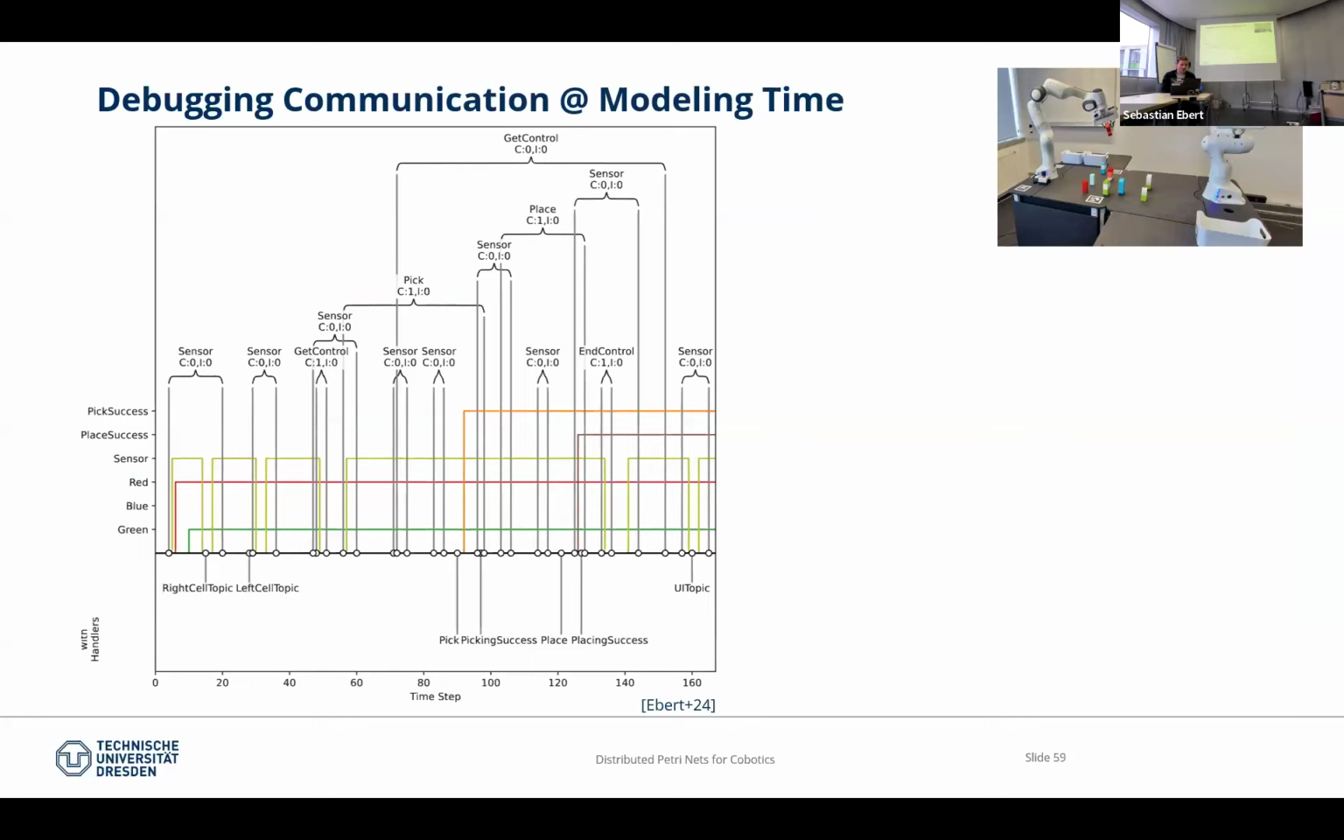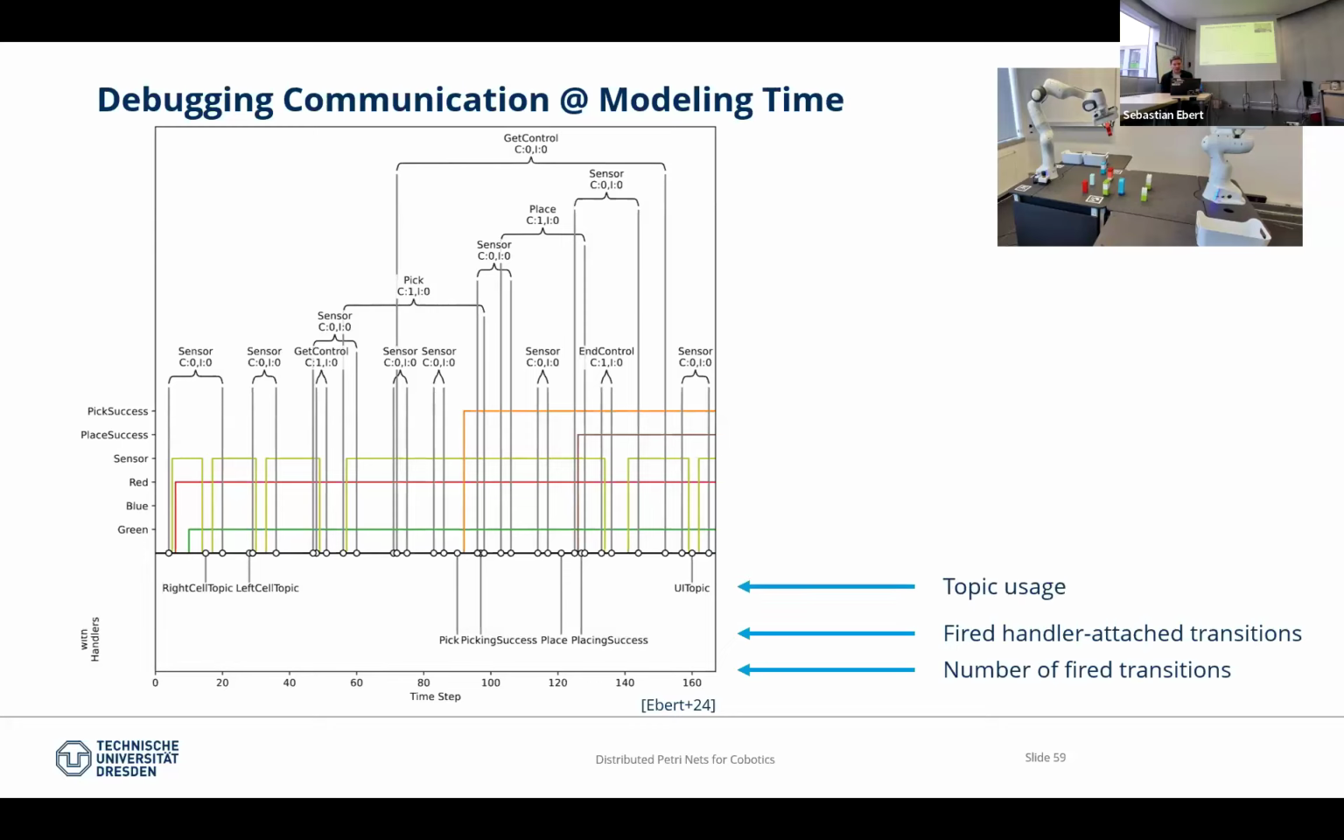So we have a sensor running all the time, a regular task, and we have some pick and some service called. On the bottom, what we see there is basically the number of transitions fired. A bit higher, we see the fired handlers attached to transitions. So maybe we have a transition pick or pick success, which does something, doing the actual picking, for example, accessing the robots. Above that, we have topic usages, the signaling behavior, so how our input signals behave, how they change the value.